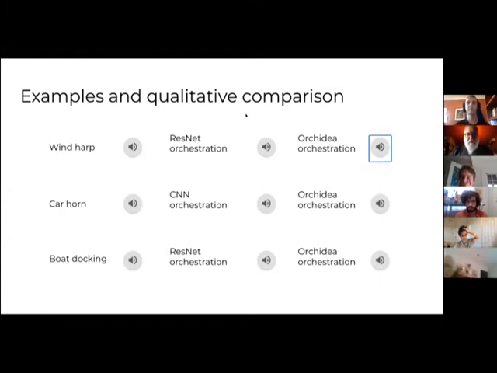So this is an example where I think our model, Resonant, outperforms Orchidea. Orchidea adds these much higher notes and frequencies that aren't really present in the original target. So our next one is the recording of a car horn.